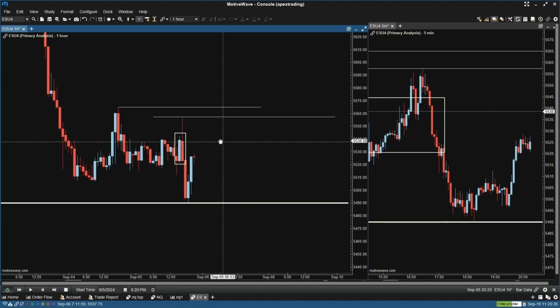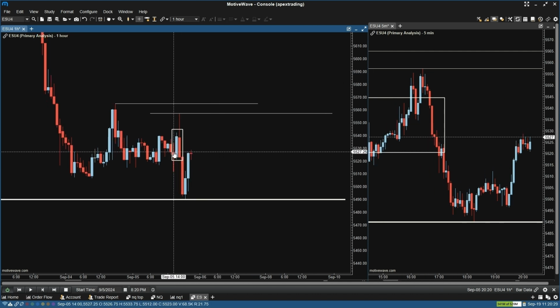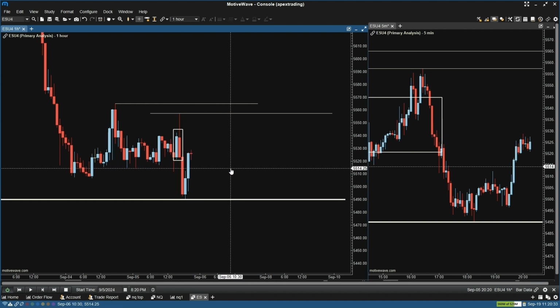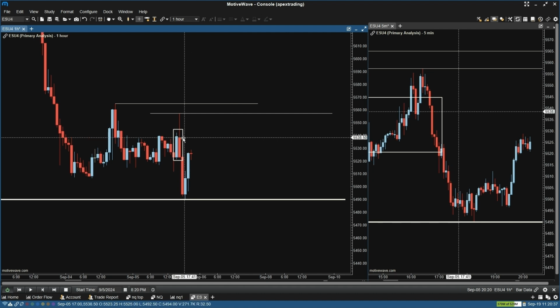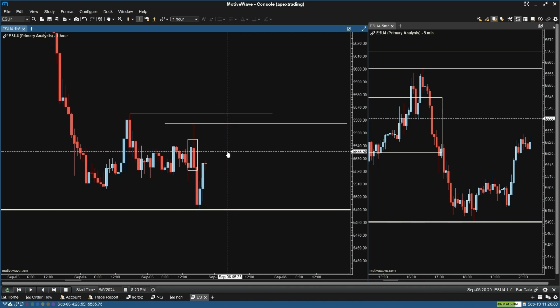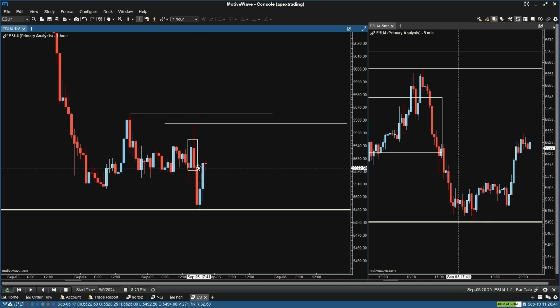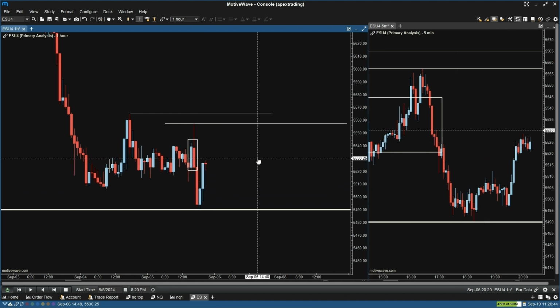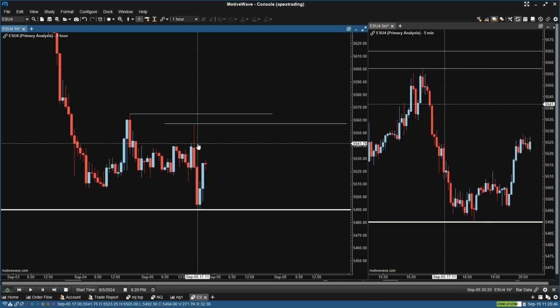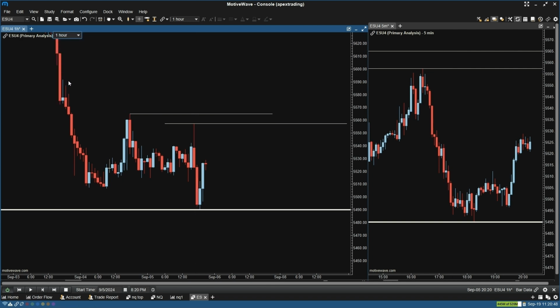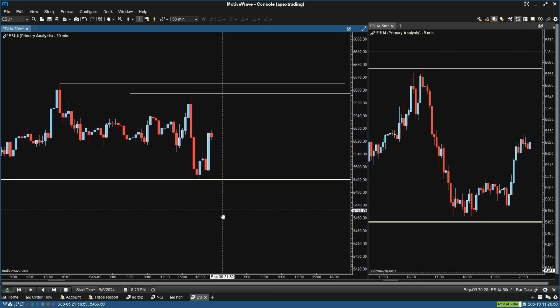This blue candle here is a bearish order block. We're going to be discussing it in further videos. So this is a bearish order block, and price is currently tapping in this area. So moving forward, lower time frame, 30 minutes, right?